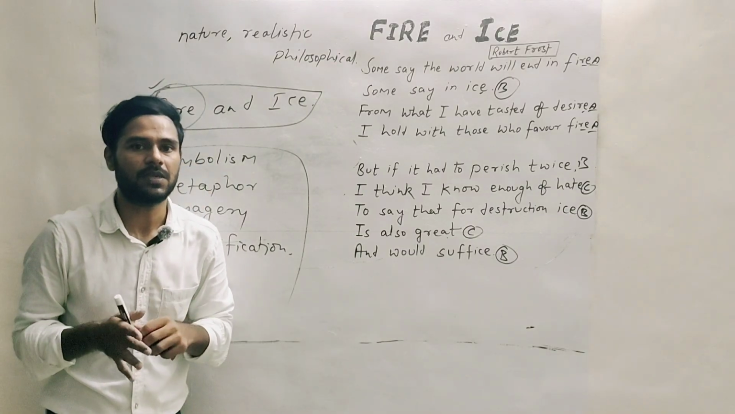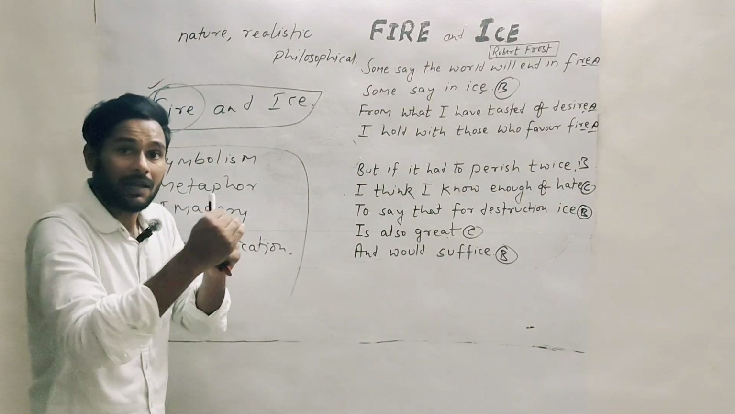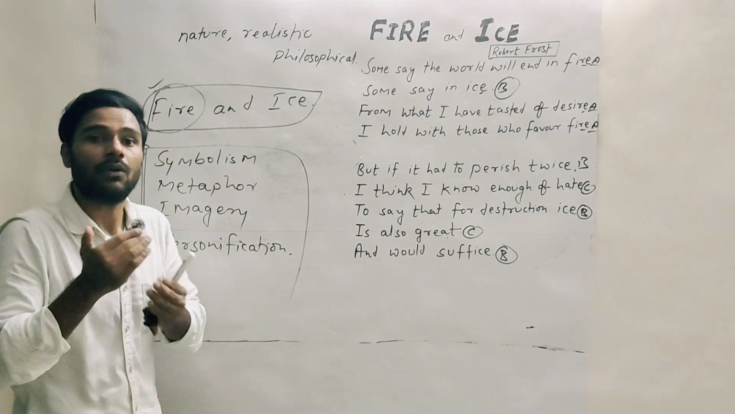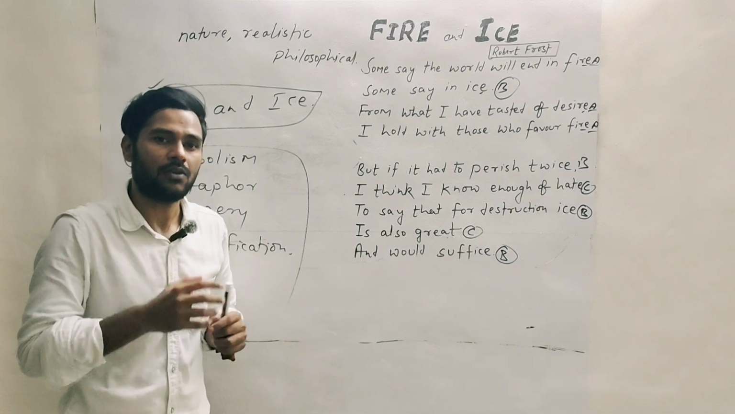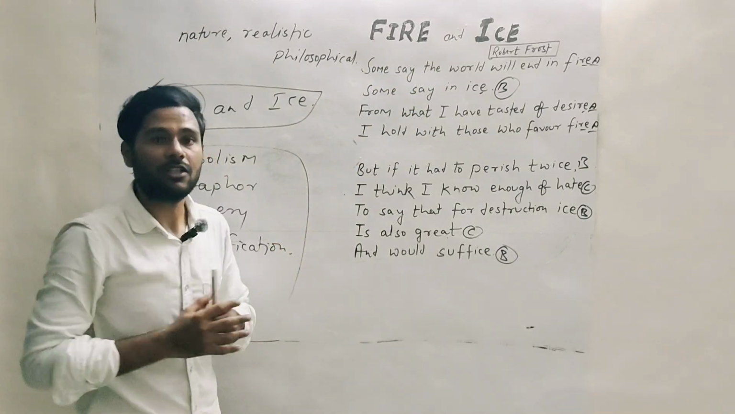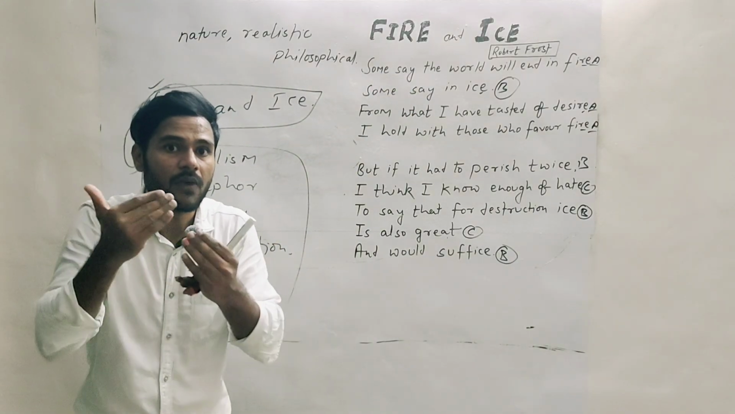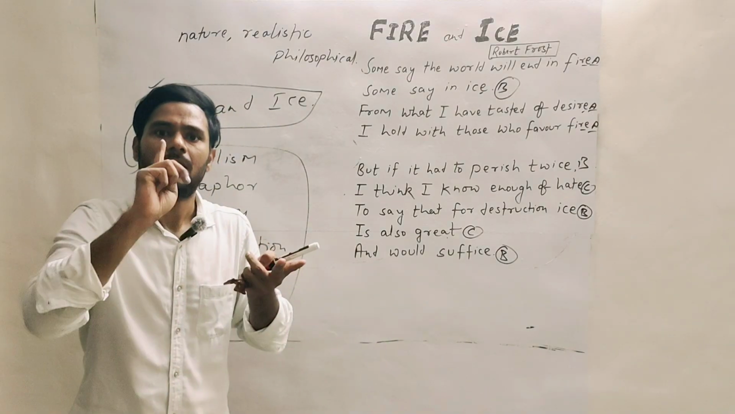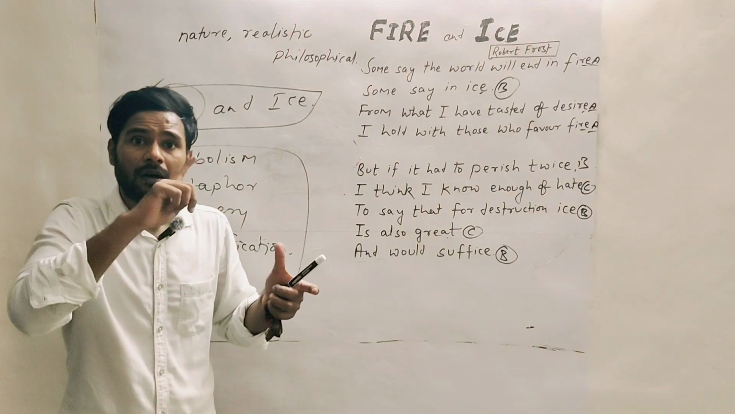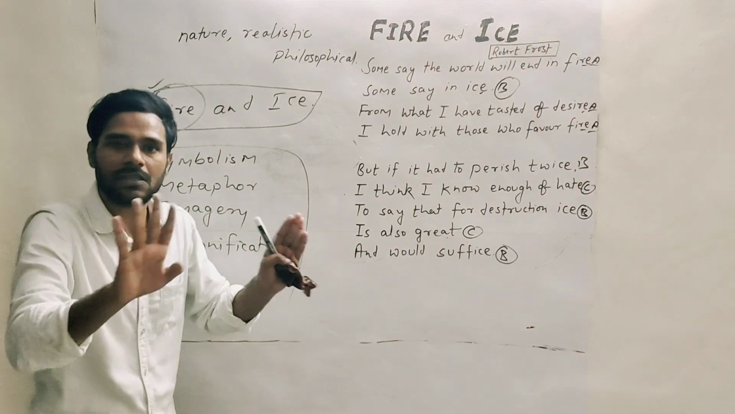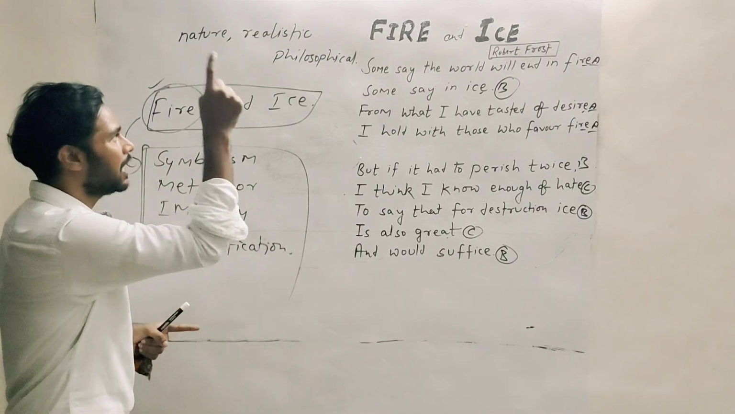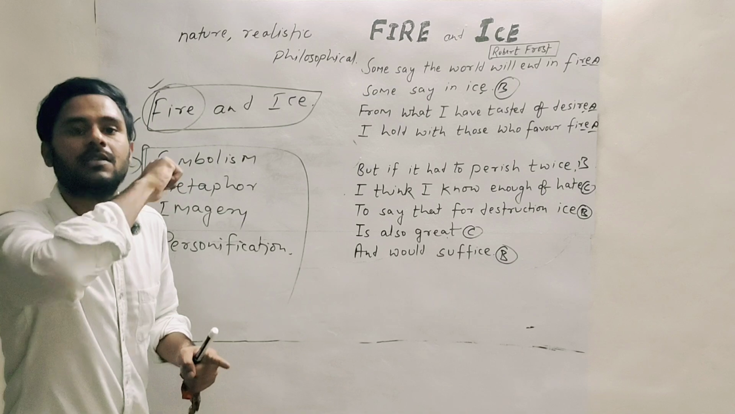Symbolism is that figure of speech in which the literal meaning is not given. It is a deeper and hidden meaning that you have to infer, you have to find out from the text. So fire stands for lust, passion, desire, ambition, anger, arrogance. These meanings have not been given. You have to infer them from the text. That is why fire is also symbolism.